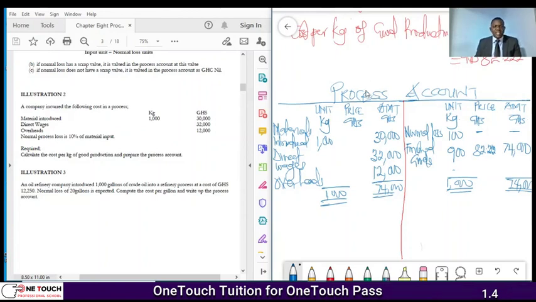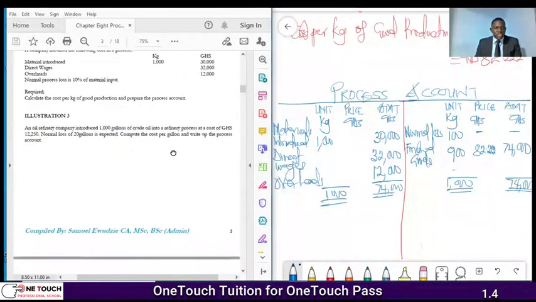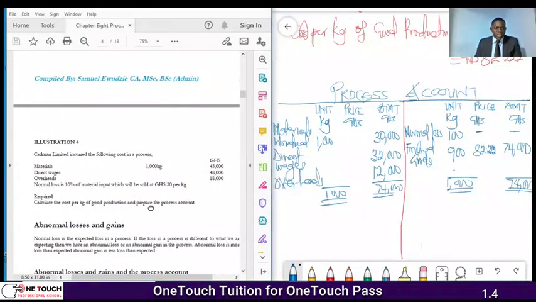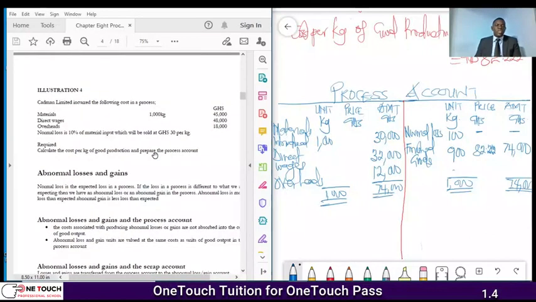Good. Now let's look at the next example. The next example. Okay, so you try your hands on question 3. Let's look at example 4, where the loss in the process can be scrapped and how that affects our computation.